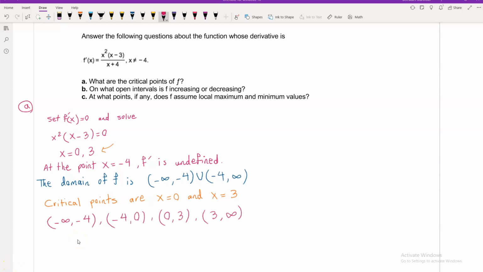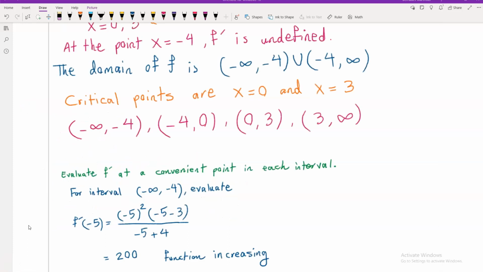Now based on the domain of f and the critical points, we have non-overlapping open intervals: negative infinity, comma negative 4; negative 4, comma 0; 0, comma 3; and 3, comma positive infinity. Now evaluate f prime for the interval negative infinity, comma negative 4. Use any number that is less than negative 4. In this case, I'm using negative 5. So f prime of negative 5 is equal to negative 5 squared times negative 5 minus 3 divided by negative 5 plus 4. That is equal to a positive number. So this means f is increasing.